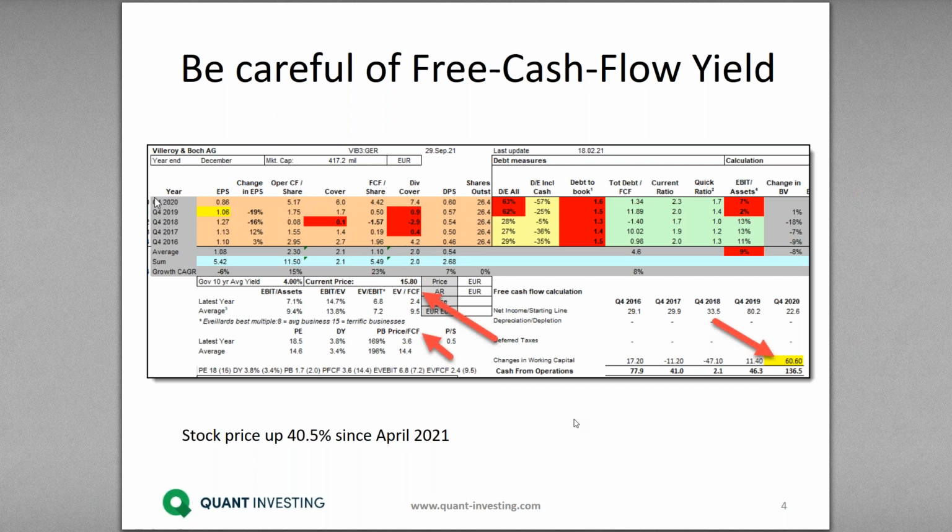This is one of the factors we look for when looking for undervalued companies in the Quant Value newsletter. Obviously, there's 3 other factors in the QI. We'll get to that later. But the stock nevertheless performed extremely well since April 2021 when we recommended it. But just be careful if you just use free cash flow yield as a valuation measure, because obviously that's going to turn around in the next year as these companies start producing. Working capital is going to absorb cash. Maybe they'll spend more on capital expenditure and the free cash flow yield will go down substantially.